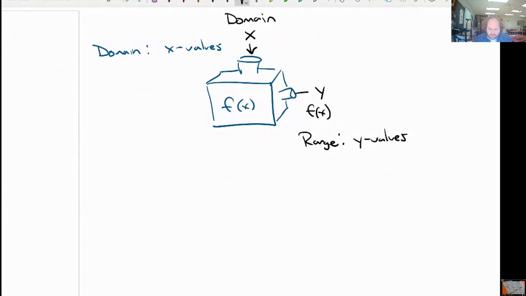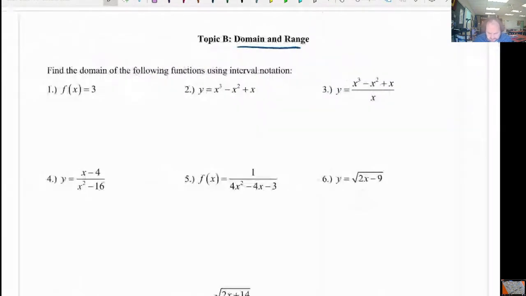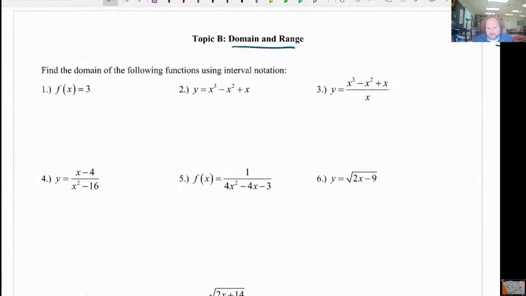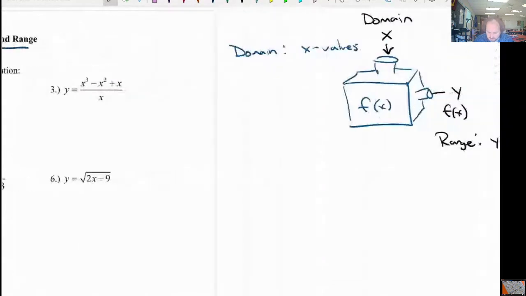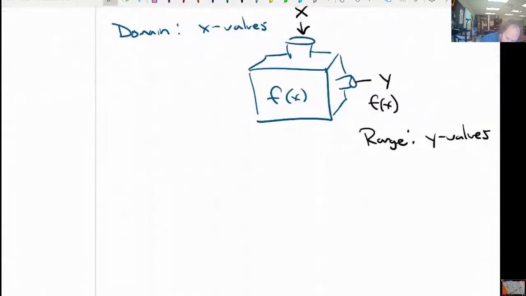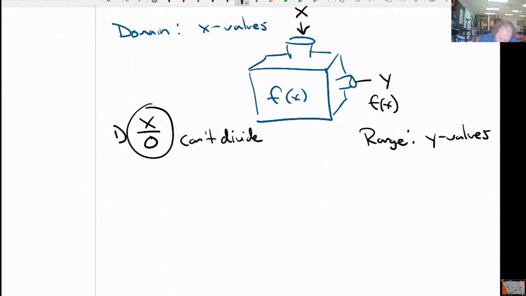Now when it comes to domain, the first 6 questions here are all asking us to state the domain of the following functions. When it comes to domain, there are probably 2 big things we should be aware of. Number 1, you are not allowed to divide by 0. If you find yourself dividing by 0, this causes there to be something missing in the domain. So rule number 1, you can't divide by 0. We'll see that pop up a couple times right away.